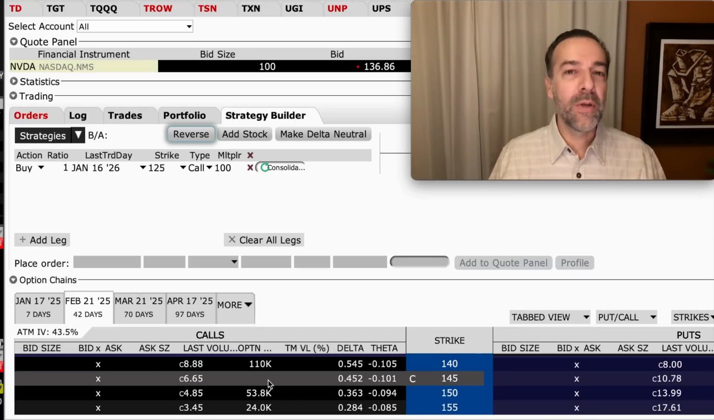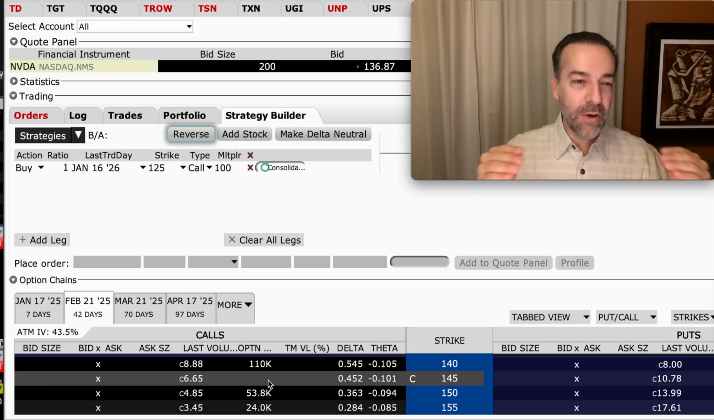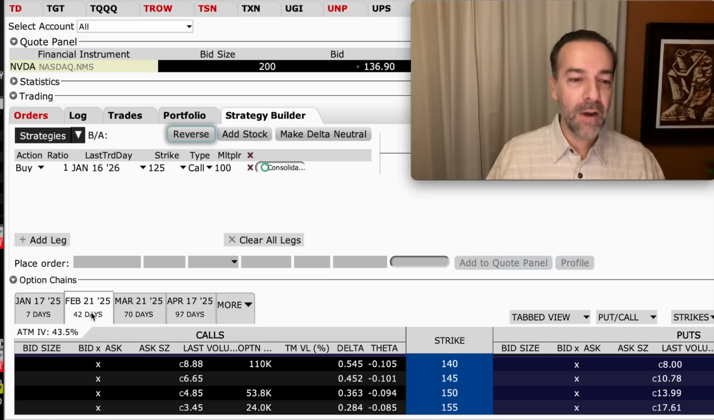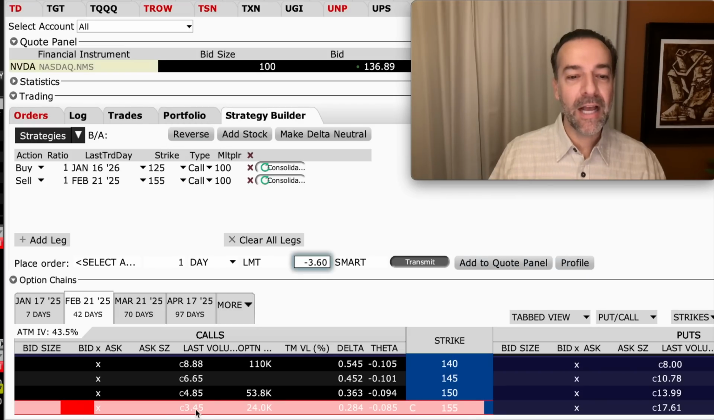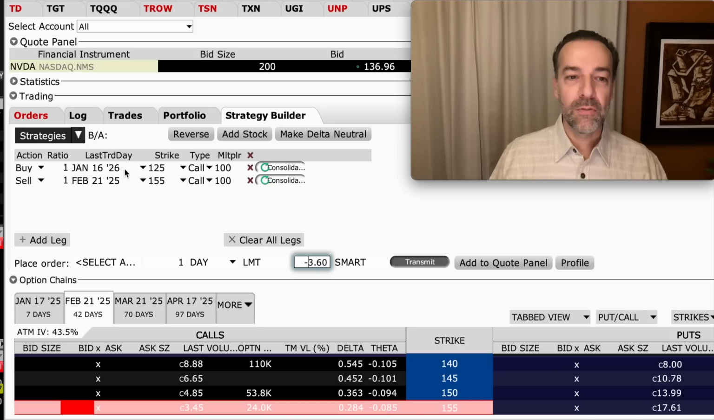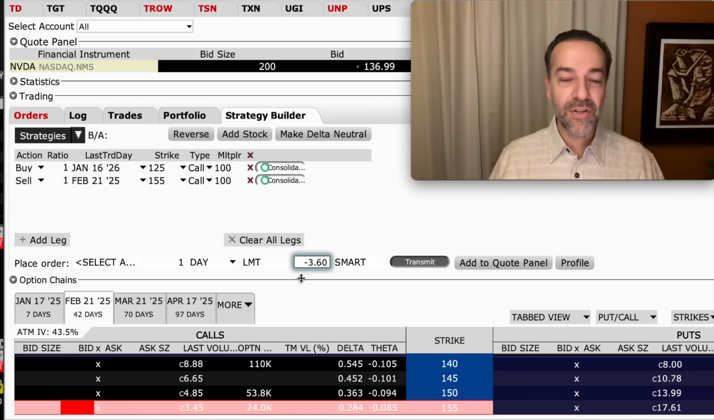So what option might we sell? Remember we said we thought resistance was around 154? Why not consider selling the 155 call option that expires in 42 days? As you see, the last price is about $3.45 per share. And as long as Nvidia is below 155 on expiration in 42 days, the value of this option will be zero. So remember, although it costs us about $3,900 to buy this call option that expires in a year, we get $360 of that back by selling this short-term call option against it.